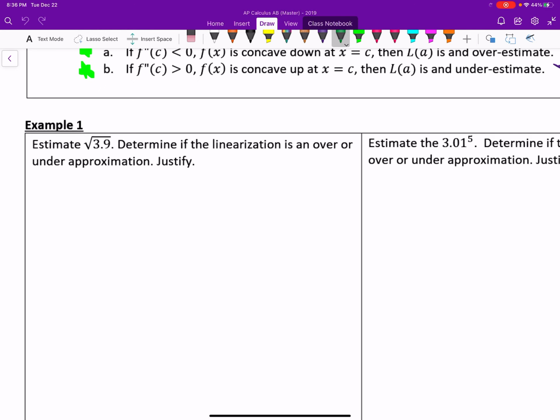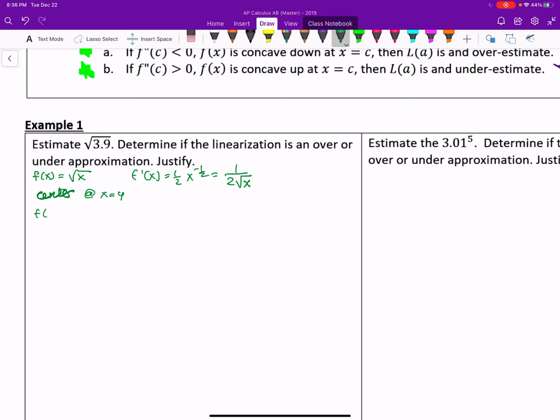So first of all, the function I'm going to use is f of x is equal to the square root of x. F prime of x is then going to be 1/2 x to the negative 1/2, or it might be a good idea to write it 1 over 2 square roots of x. Now I need to find a value to center this around. I'm going to center this at 4 because that's the closest perfect square to 3.9. So center at x is equal to 4. And the reason why we do that is because 3.9 is close to 4, and it's a perfect square, so it makes it easier.